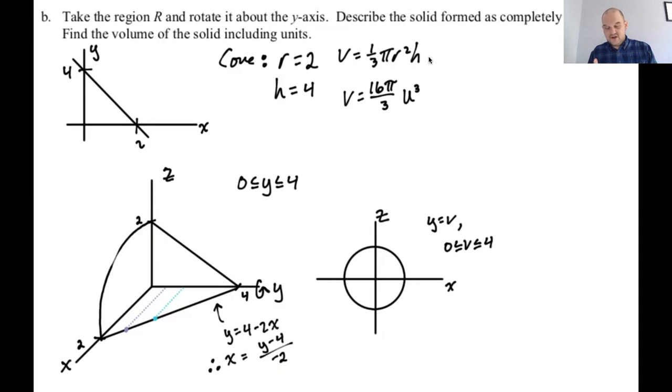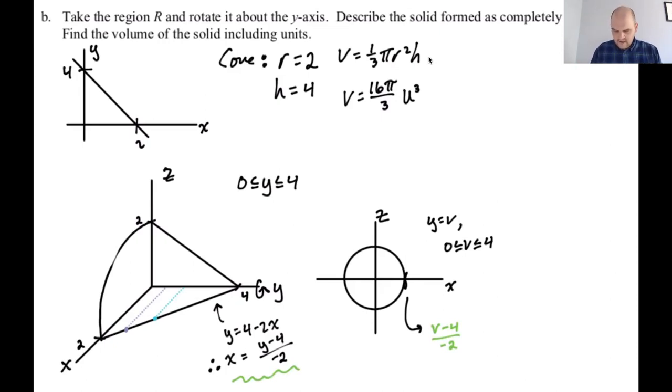The radius of the circles, we said, so this is an XZ type plane. We said the radius of this circle, so this value right here, is whatever the X coordinate is. But the X coordinate, we said, and I appreciate that this is a lot, is whatever Y is minus 4 over negative 2. So this point right here is at V minus 4 over negative 2, because when Y is equal to V, X is equal to V minus 4 over negative 2, and then that's actually the radius of the circle that we get. All right, it's a lot.